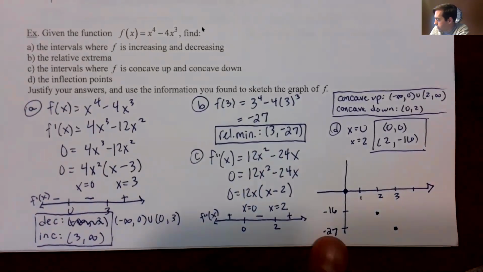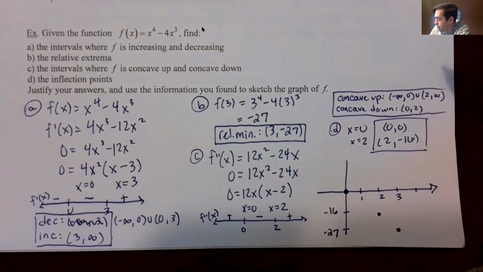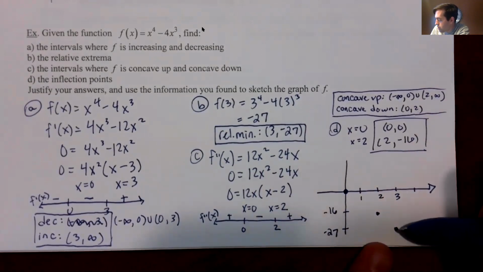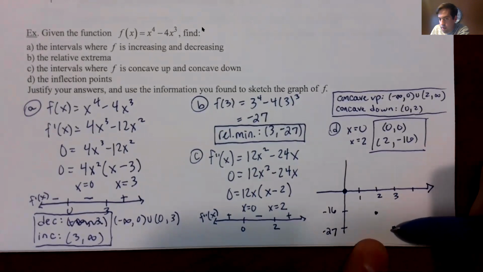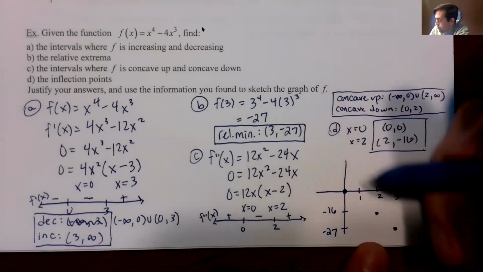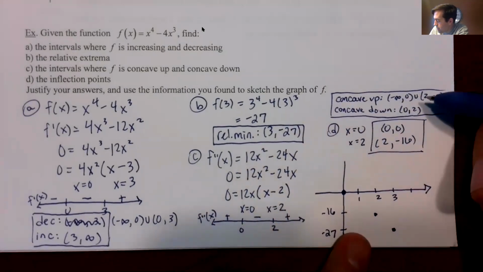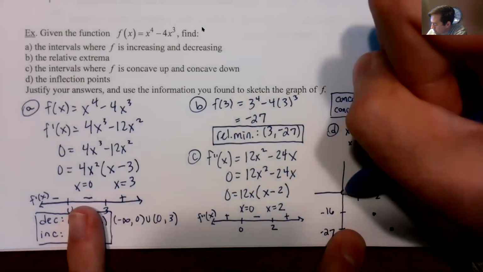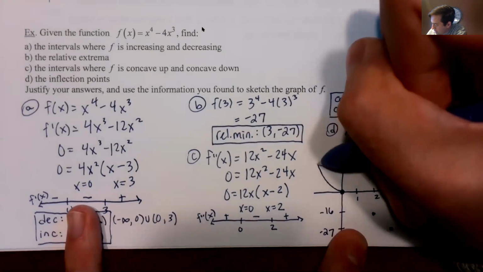All right, so now we have to think about the concavity and the maxes and mins. So 3 is a relative min. There's no other maxes or mins, so it must go up this way and up that way. Our concavity is concave up from negative infinity to 0. So it's going to look something like that.